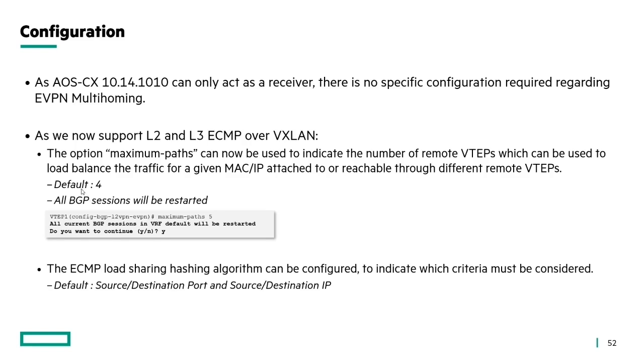If you change any of this configuration, as you can see, all the BGP sessions will get restarted. The only other knob that we have is the ECMP load sharing hashing algorithm, which by default is based on the source and destination ports and the source and destination IPs. We don't typically see this altered in deployments.